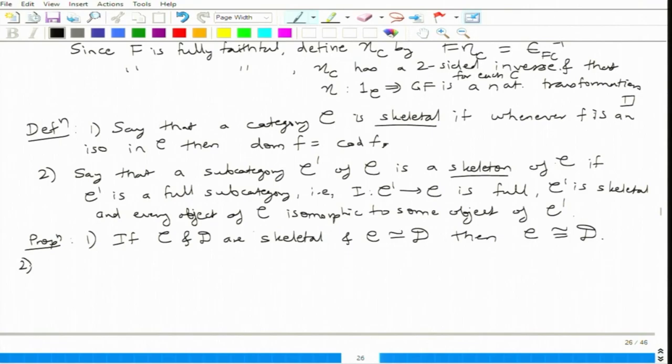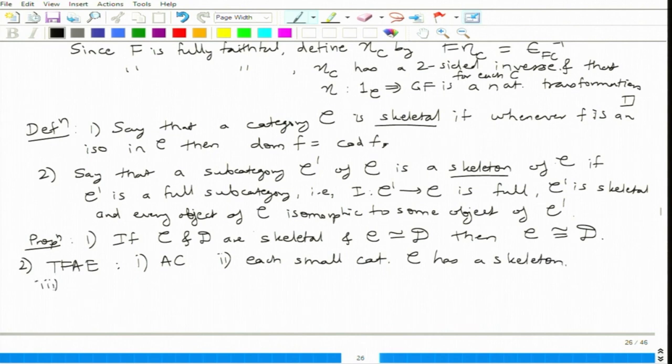Nothing surprising over here. And the following are equivalent. There are a few properties. This is one: the axiom of choice is equivalent to the fact that each small category has a skeleton. Each small category, even though I am writing small category, is equivalent to any of its skeletons.